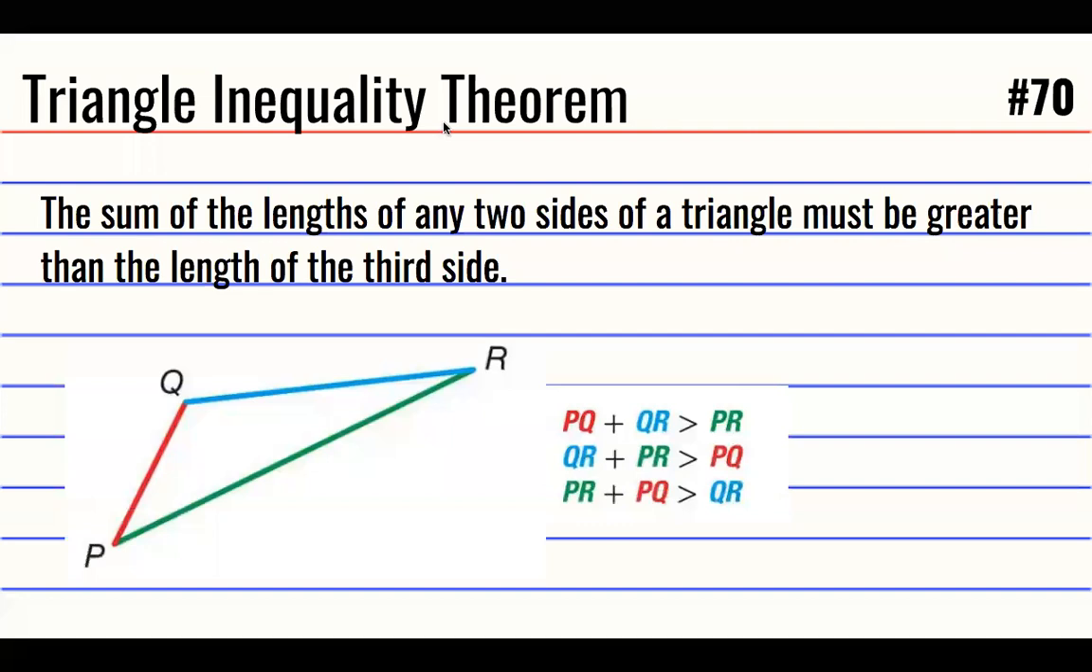Next card, triangle inequality theorem. The triangle inequality theorem says the sum of the lengths of any two sides of a triangle must be greater than the length of the third side. So in this particular triangle, if I add PQ and QR, it has to be greater than PR. If I add QR and PR, it has to be greater than PQ. And if I add PR and PQ, it has to be greater than QR. So let's put that to work, see how that goes.